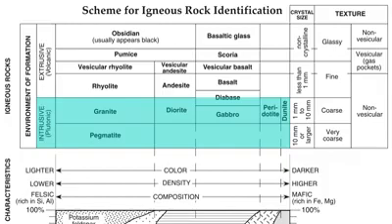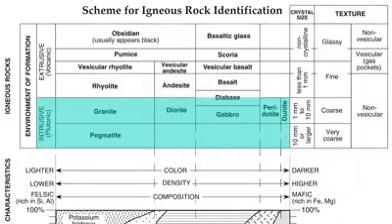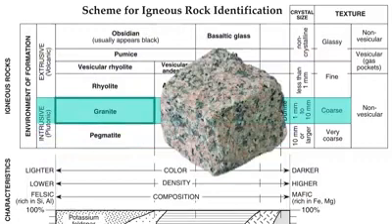Some of these intrusive igneous rocks will cool slow enough for the crystals to grow in the magma deep under the ground between 1 and 10 millimeters in size, like this sample of granite. Notice how the crystals are much larger and clearly visible with the naked eye.